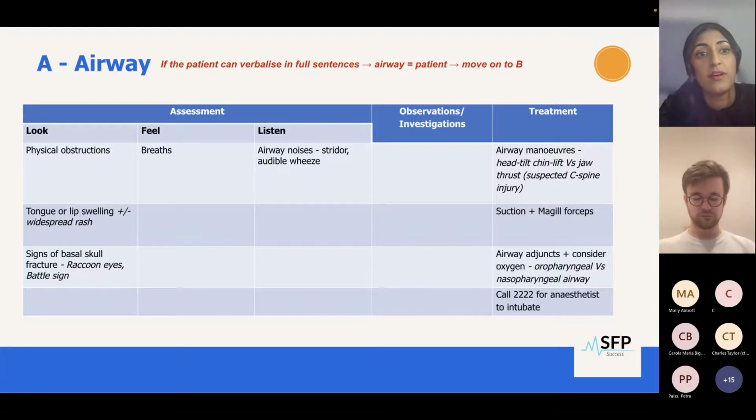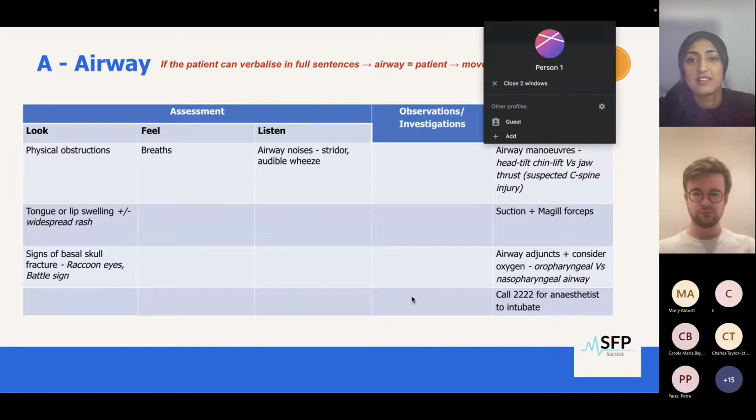So with airway, I'm sure a lot of you have been through A to E a lot in medical school, but we're just going to do a quick run through. So with airway, the first thing to do is to talk to the patient. If they're speaking in full sentences, you know that they can verbalize and that their airway is most likely patent, so you can move straight on to B. But in a lot of cases, that isn't what is happening, so you'll need to go through look, feel, listen, any investigations, and then any interventions at that point.